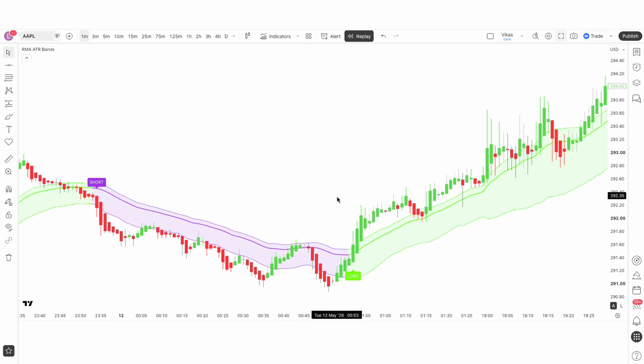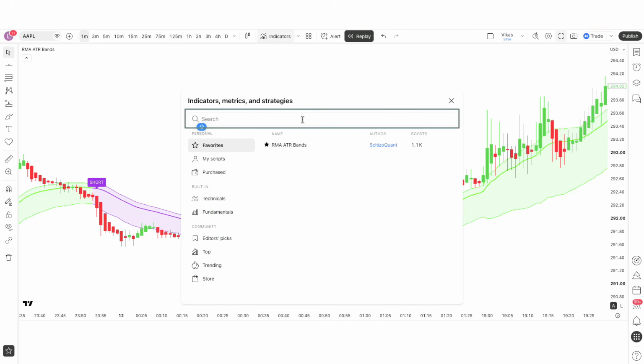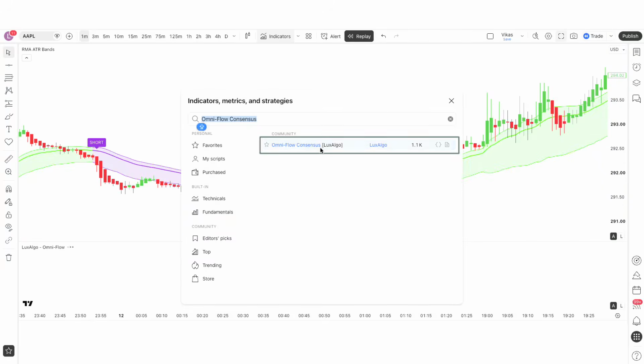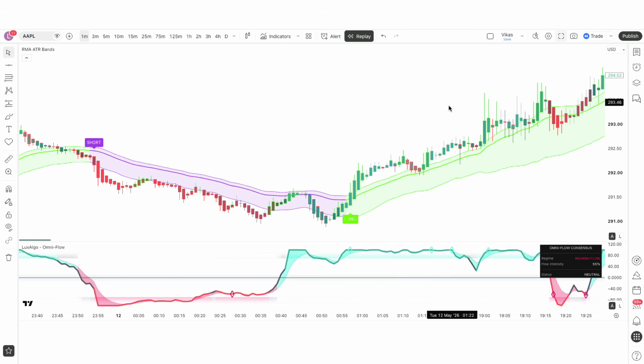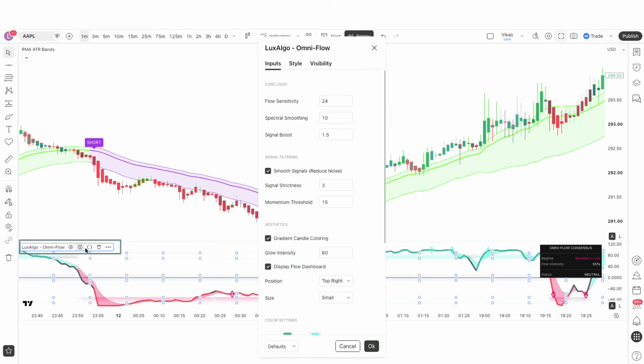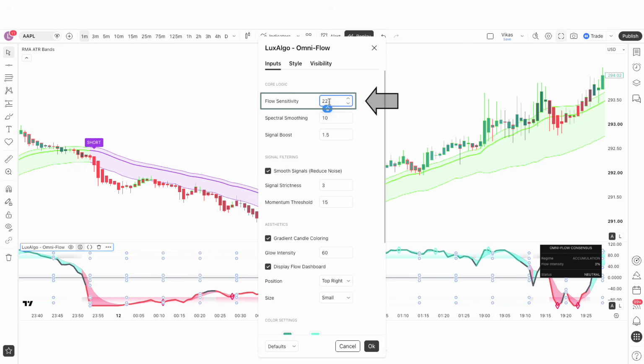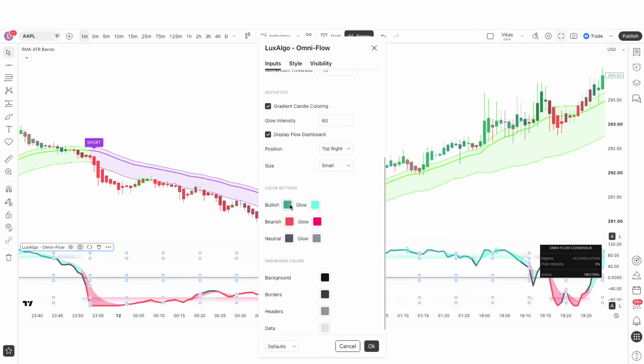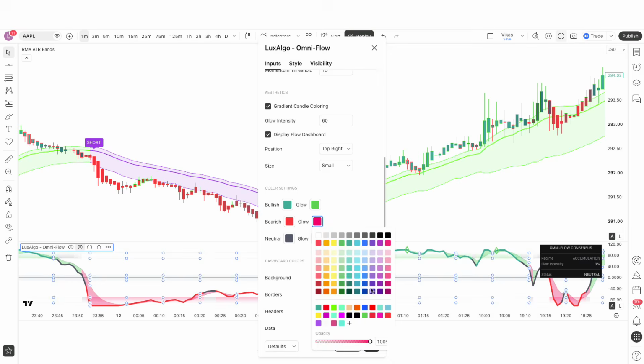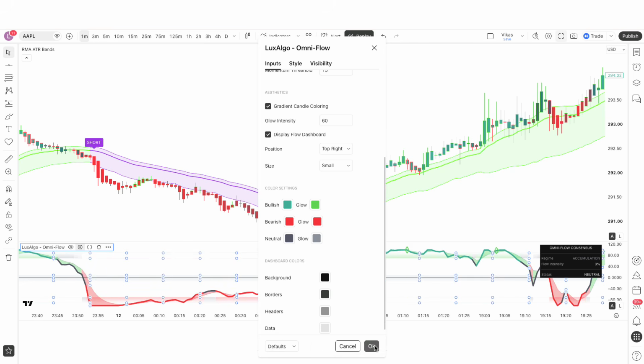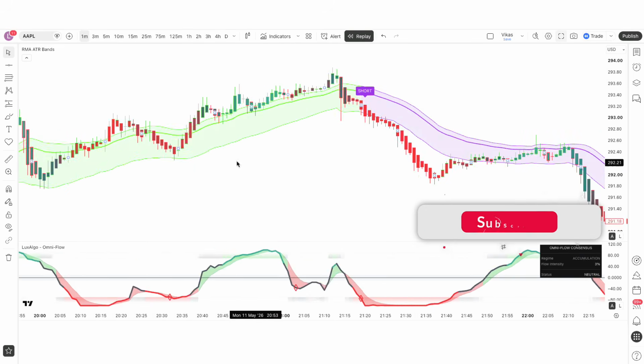Now we'll add one more indicator to make this strategy more powerful. In the indicator search, type OmniFlow Consensus and select the one created by LuxAlgo. Now let's access the settings of this indicator so we can modify it to suit our strategy. Change the flow sensitivity from 24 to 22, then change the signal strictness from 3 to 5. Then change the bullish glow color from aqua to green, and the bearish glow color from pink to red. Finally, click OK. Our complete trading setup is now ready.